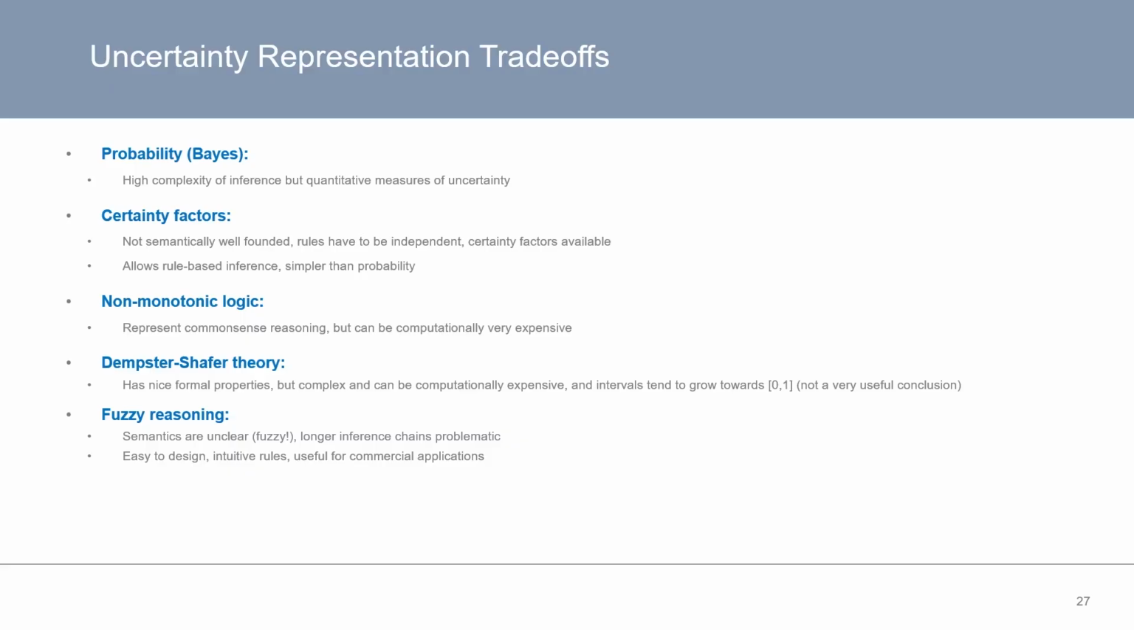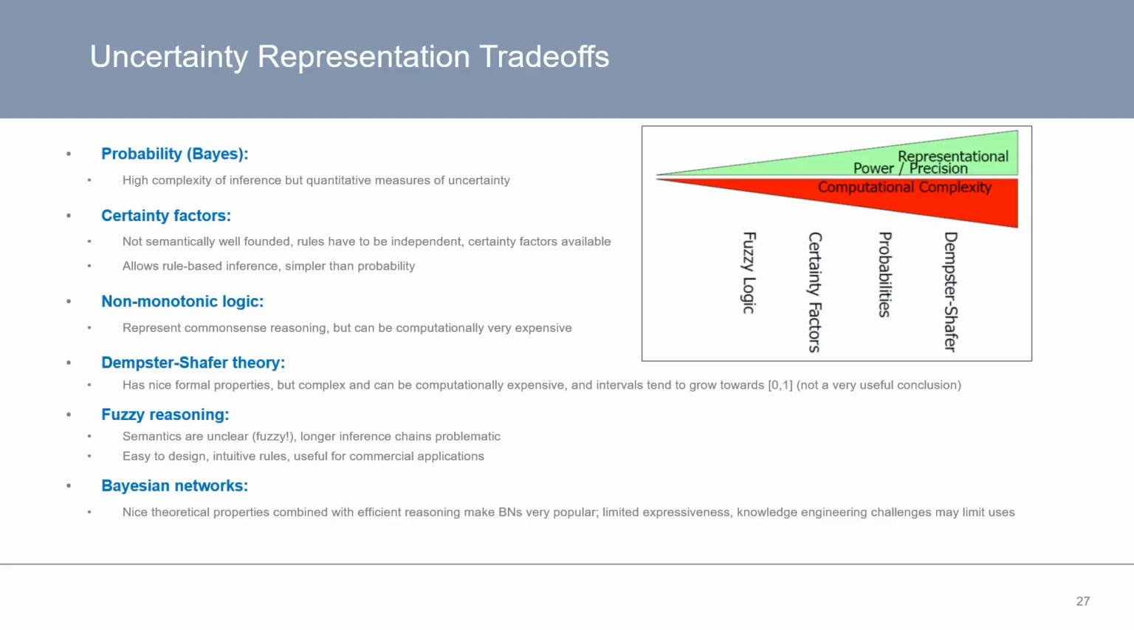However, fuzzy reasoning systems are easy to design, and they have intuitive rules that can be useful for some specific applications. Finally, Bayesian networks offer nice theoretical properties combined with efficient reasoning, which has made them very popular. However, they have a limited expressiveness, and they often introduce knowledge engineering challenges that can limit their uses. In general, when it comes to representation of uncertainty, there's the general trade-off between computational complexity versus representational power and precision of those uncertainty probabilities.